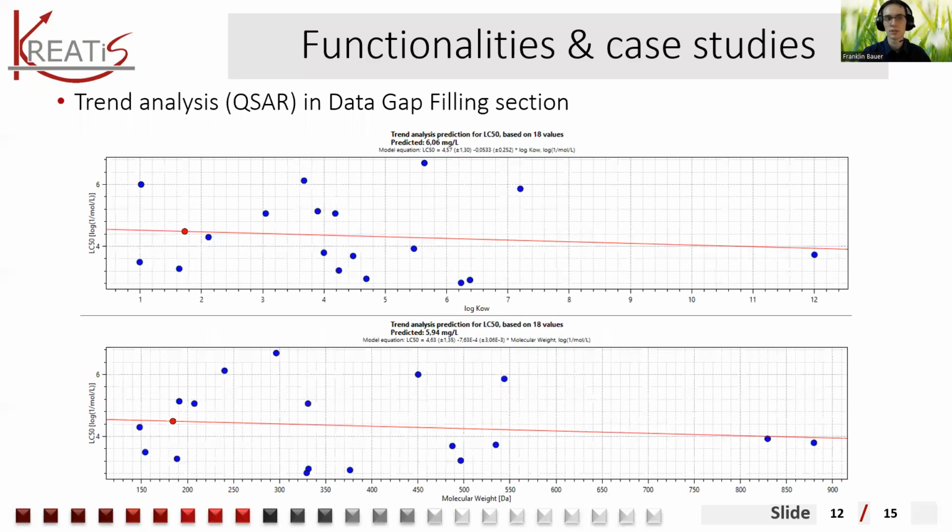Now, we can do the same exercise with the trend analysis function, where we build some mini QSARs, if I can say. Using the default descriptor log KW, we get a similar prediction to the read across approach with 6 milligrams per liter. If we change the descriptor to molecular weight in the graph below, we also obtain a very similar outcome.